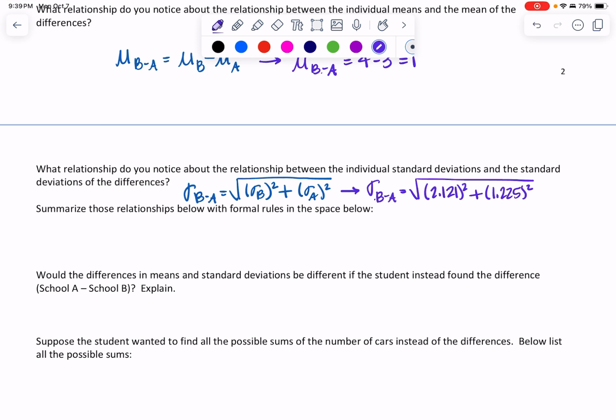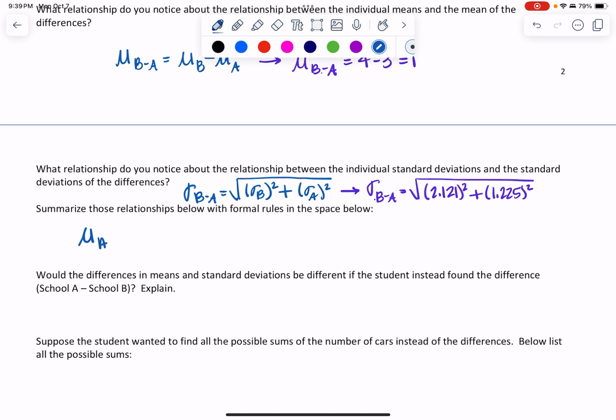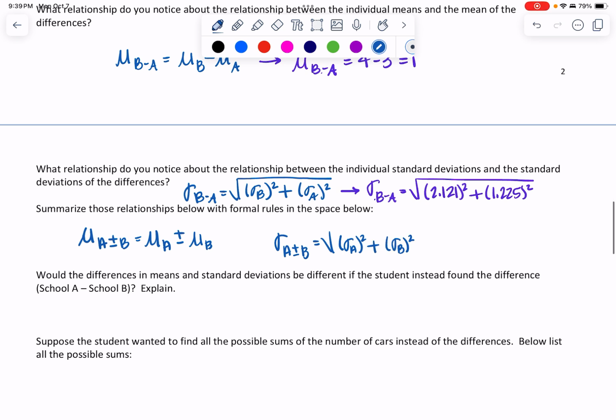Y'all, it's obviously, we have written it 3 times. So the mean of a plus or minus b is the mean of a plus or minus the mean of b. If we have written it this many times, then it is seriously important. So this is one of those things where, when you get to college and your prof says it, writes it, does all the things, then you really need to pay attention. This is one of those cases. Okay.